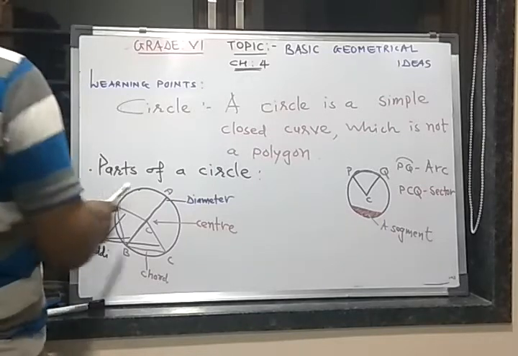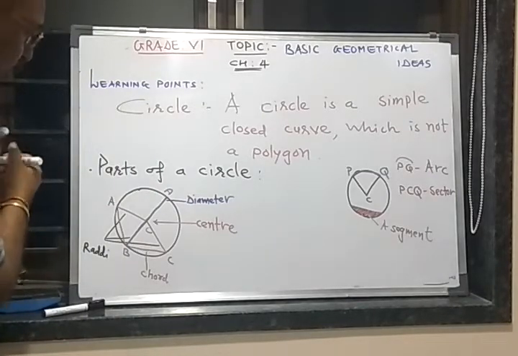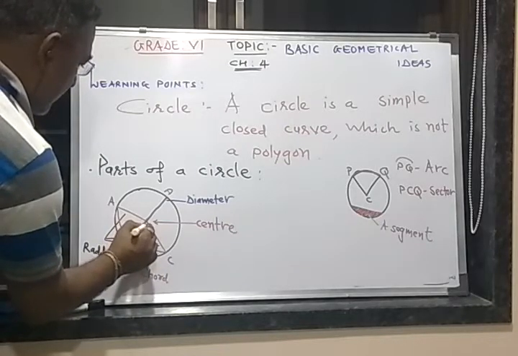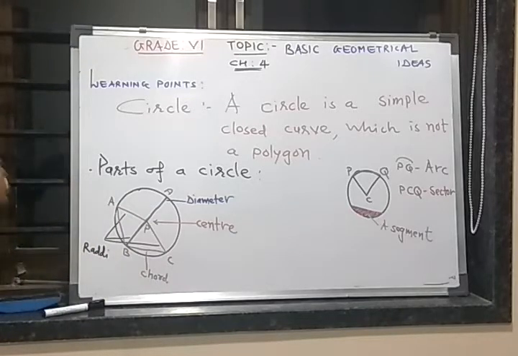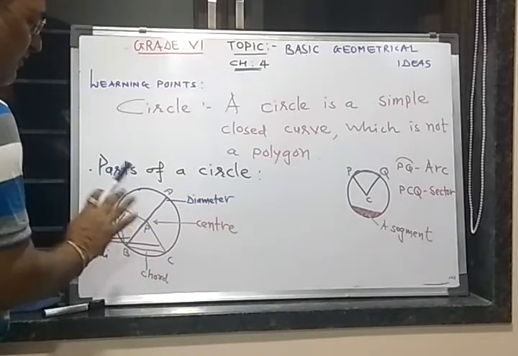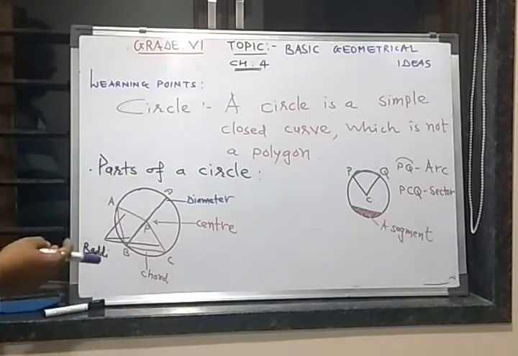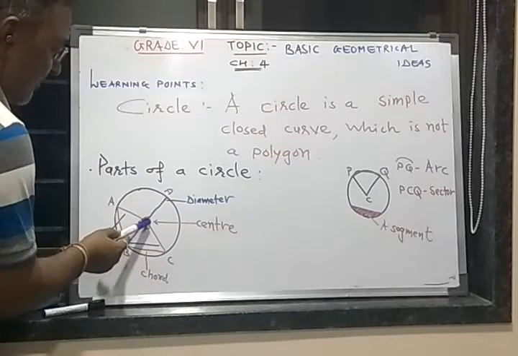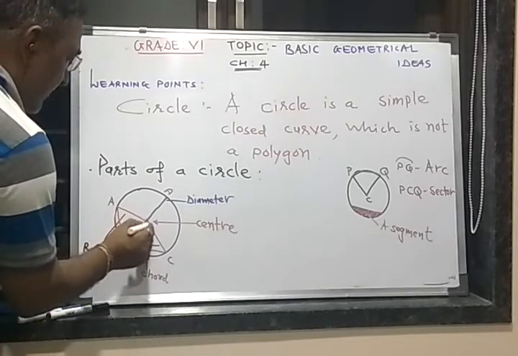Let's identify the parts of the circle. You see, here this is a simple closed curve, meaning a circle. It is not a polygon, because the polygon definition is a closed figure formed by joining line segments. Here this is a simple closed curve having the center. P is the center.